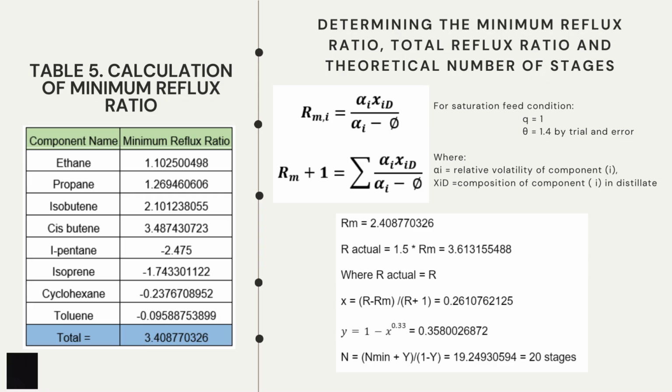The variable x is calculated using the formula x equals R minus R min all over R plus 1, where R actual is the actual reflux ratio and R min is the minimum reflux ratio. Next, y is determined as y equals 1 minus x to the power of 0.33. And finally, the theoretical number of stages can be calculated using the equation N equals (Nm plus y) all over (1 minus y), where N is the theoretical number of stages and Nm is the minimum number of stages.